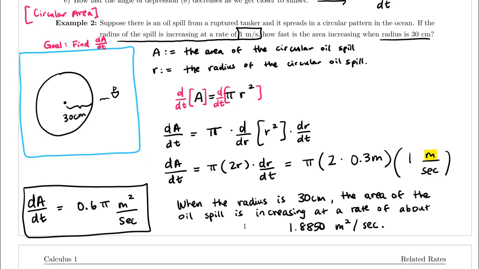All right, so it's really important that we are able to interpret what our answer is saying. So I wrote a sentence here that says, when the radius is 30 centimeters, the area of the oil spill is increasing at a rate of about, and then I plug this into my calculator, and 0.6 times pi is about 1.8850 meters squared per second. So there is the interpretation of our answer. Let's go over some more examples.